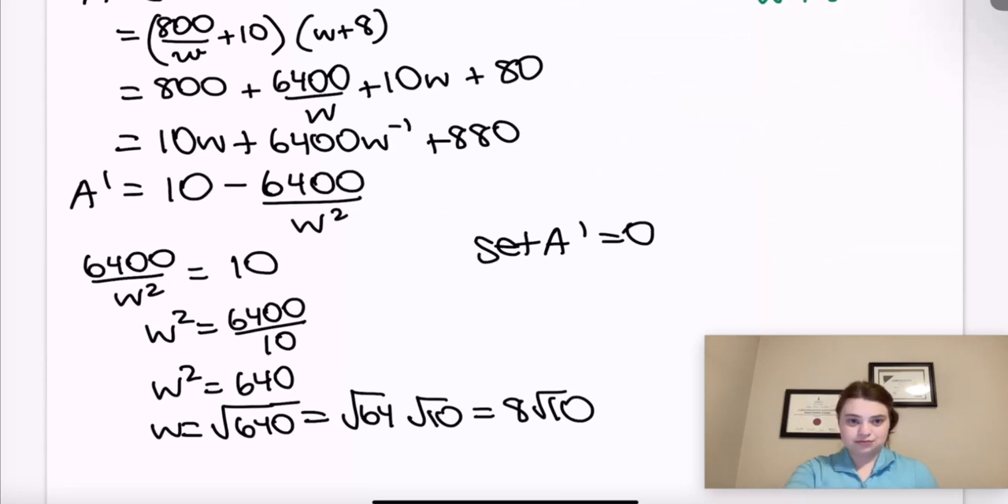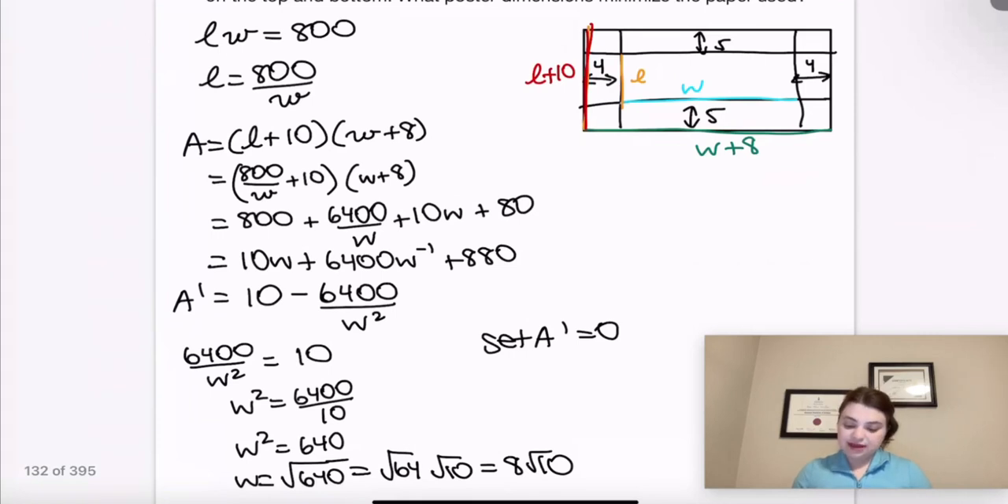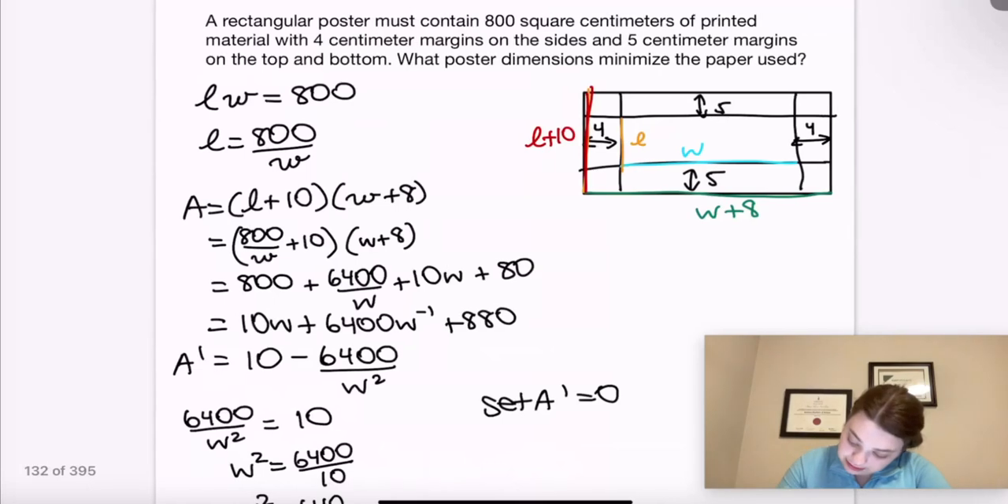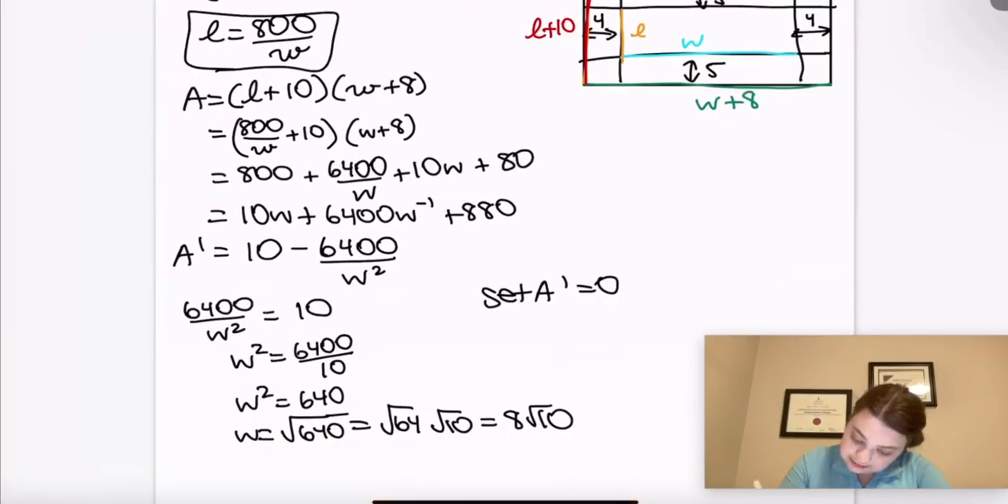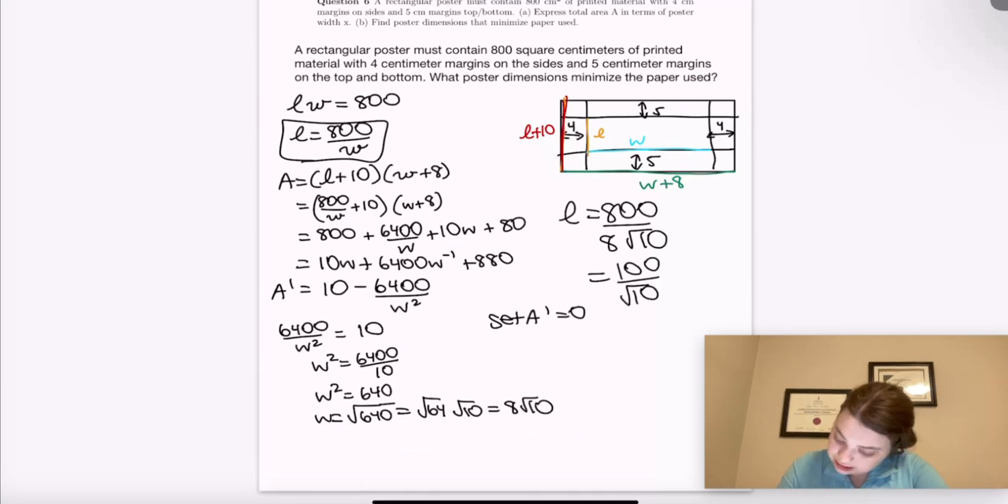And there we go. Next, let's find the corresponding height, or length, let's say. Well, the thing is, we said that the width was 8 root 10, and so therefore we know the length must be, as per this equation here, 800 over 8 root 10. And that is going to be 100 over root 10. And that is going to just be 10 root 10.